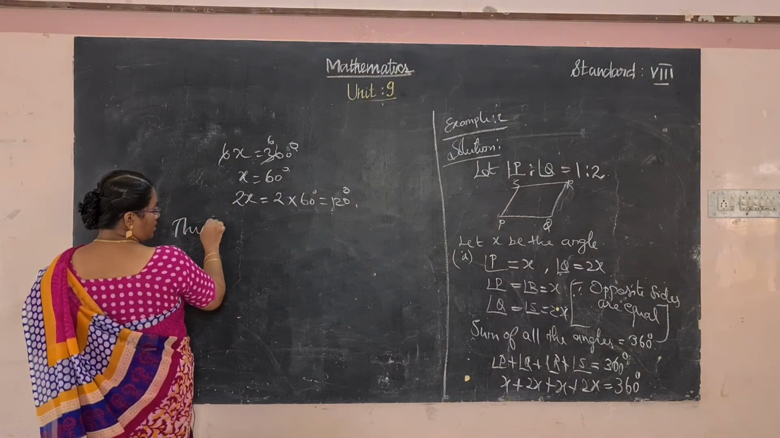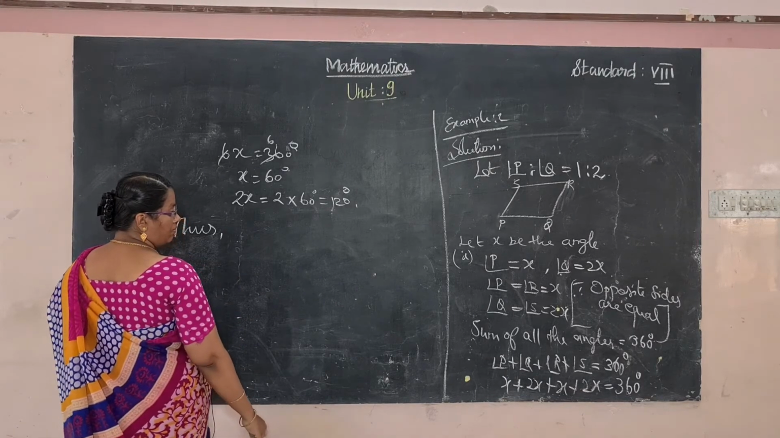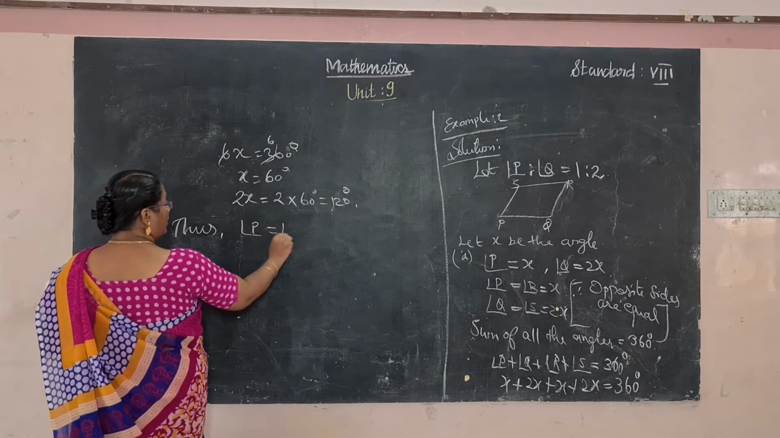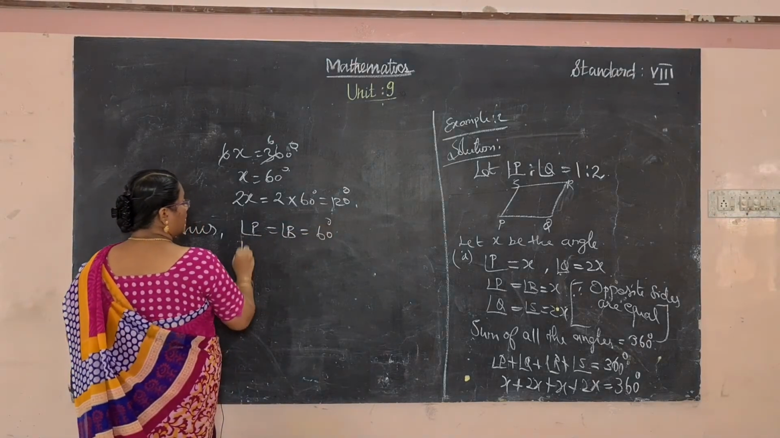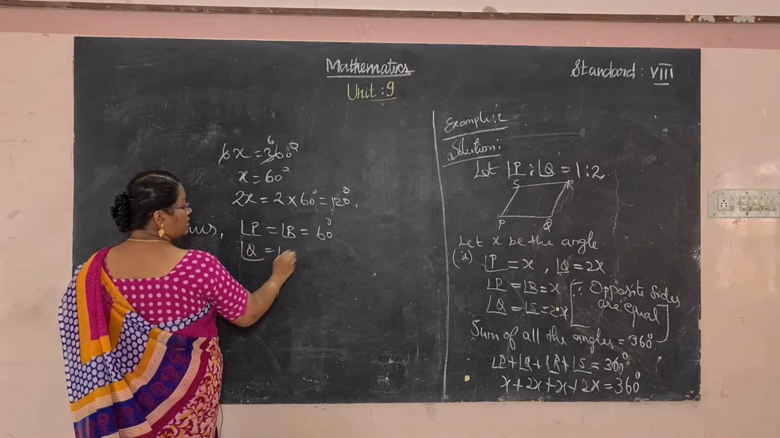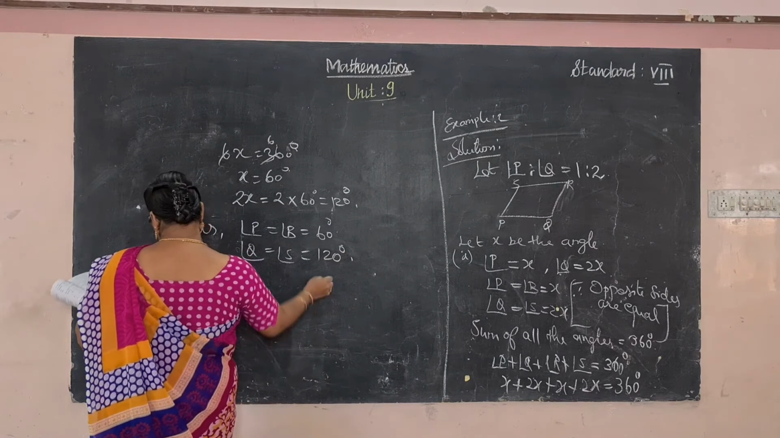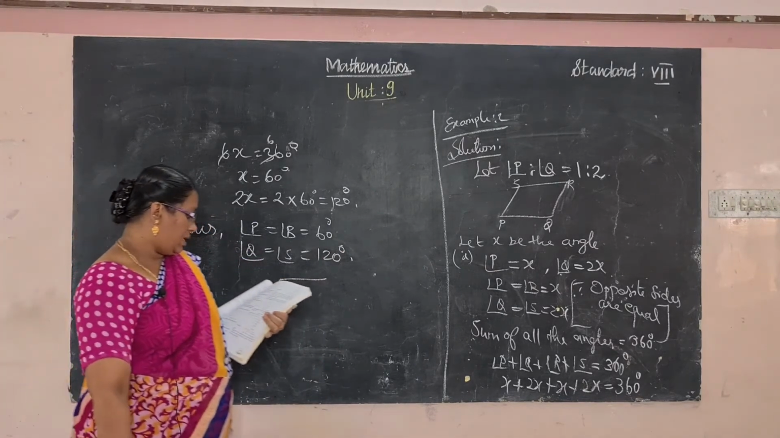Thus angle P is equal to angle R is equal to 60 degrees. Angle Q is equal to angle S is equal to 120 degrees. That's it. Right. Now move to example 3.